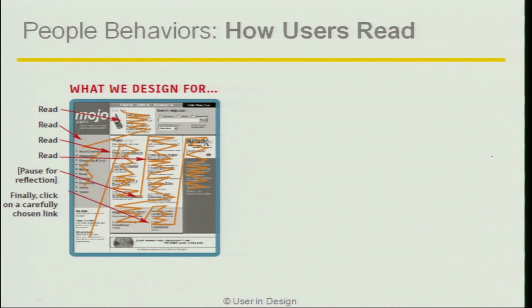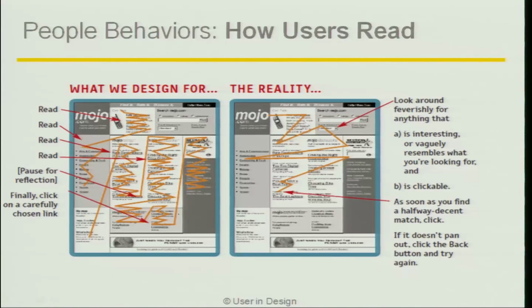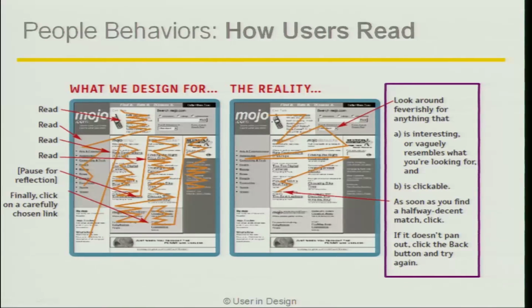People behaviors. How do users read? Okay, so this is what we as a designer imagine that the user is doing. They're reading from top to bottom, left to right, everything that's on this page, and then they pause for reflection. They think, oh, let me think of this, let me think of that, and finally they click on a carefully chosen link, which is of course the right link. Well, what happens in reality? This is what happens in reality.